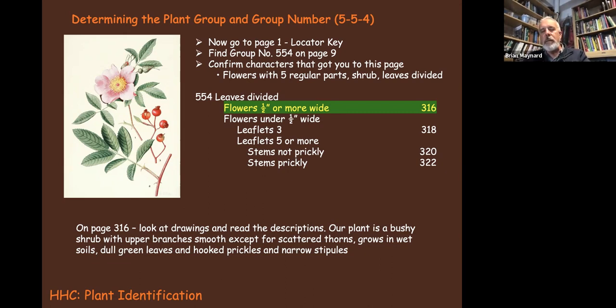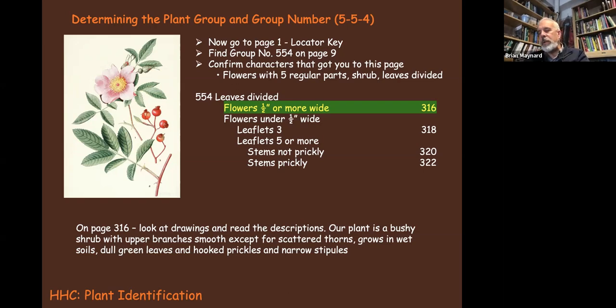So looking on page 316, the next step would be to look at the drawings and find ones that look close to what we see in the picture that we took, and also to read the description. Well, as I mentioned before, our plant is a shrub, and here we call it a bushy shrub, and it has upper branches that are smooth except for scattered thorns, and it grows in wet soils. And it has dull green leaves and hooked prickles and narrow stipules.